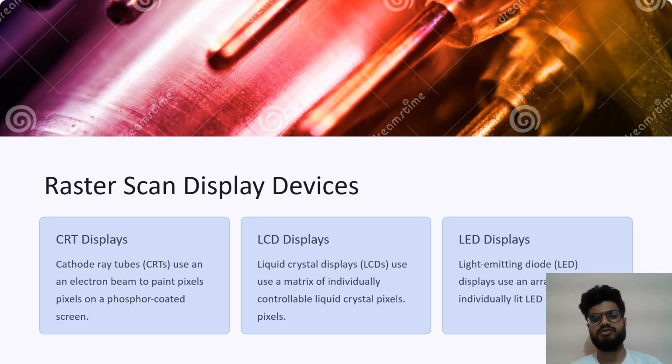Second one is LCD, liquid crystal displays, which use a matrix of individually controllable liquid crystal pixels. And the third one is the light emitting diode, which is the latest technology being used. LED displays use an array of pixels, each individually lit by an LED.